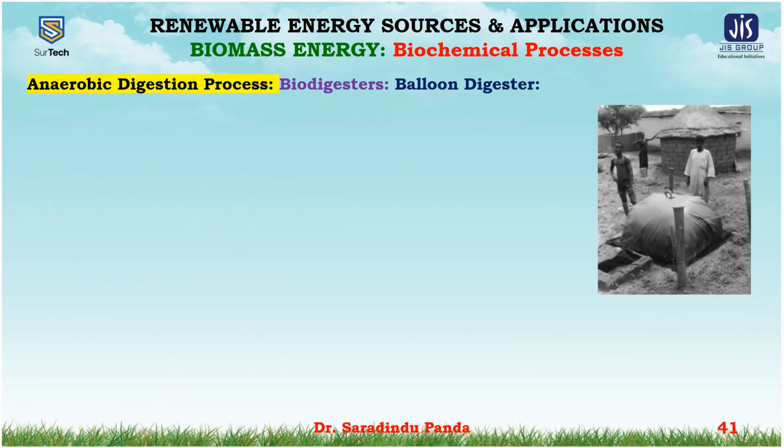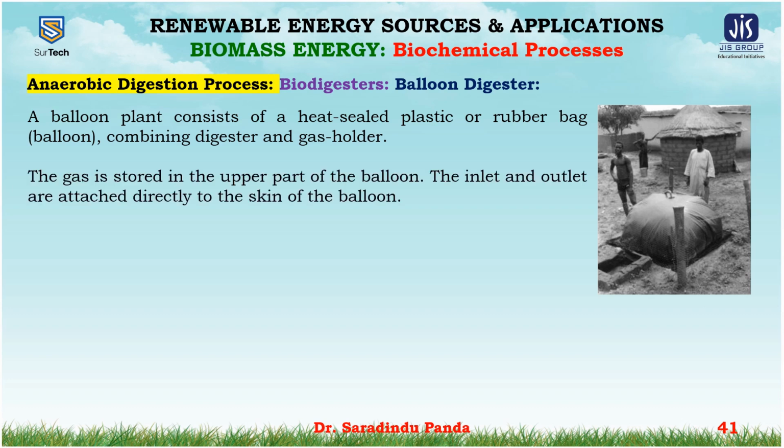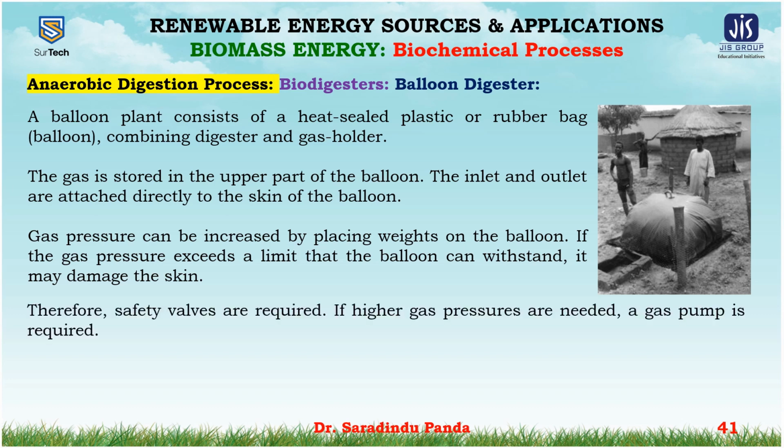Next one is the balloon digester. A balloon plant consists of a heat-sealed plastic or rubber bag combining digester and gas holder. The gas is stored in the upper part of the balloon. The inlet and the outlet are attached directly to the skin of the balloon. Gas pressure can be increased by placing weights on the balloon. If the gas pressure exceeds a limit that the balloon can withstand, it may damage the skin. Therefore, safety valves are required. If higher gas pressures are needed, a gas pump is required.